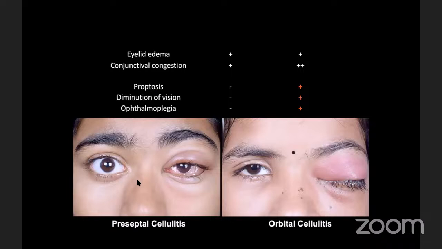So the 3 important factors that differentiate preseptal from orbital are: A, proptosis, that is involvement of the orbit; 2, diminution of vision; and 3, ophthalmoplegia, because the amount of eyelid edema and conjunctival congestion can be almost mimicking one another.